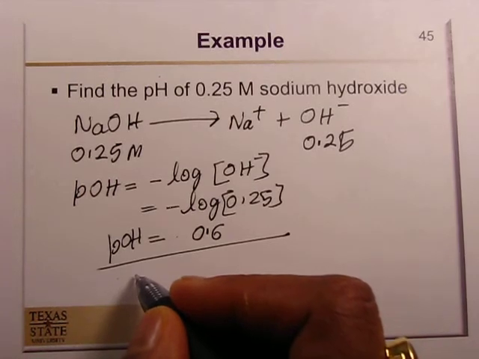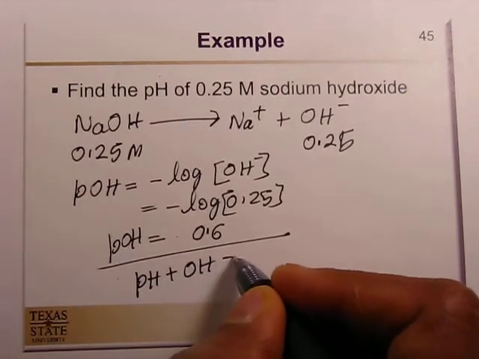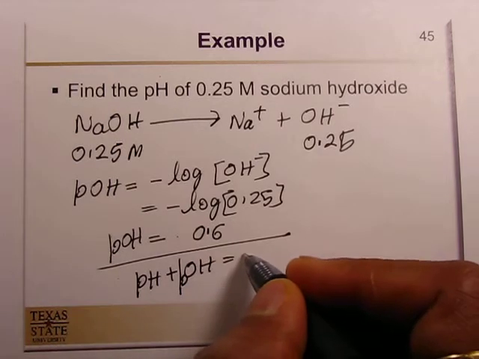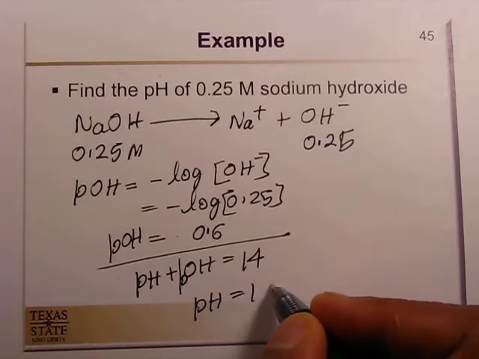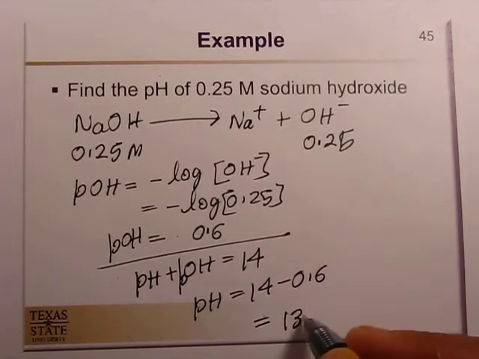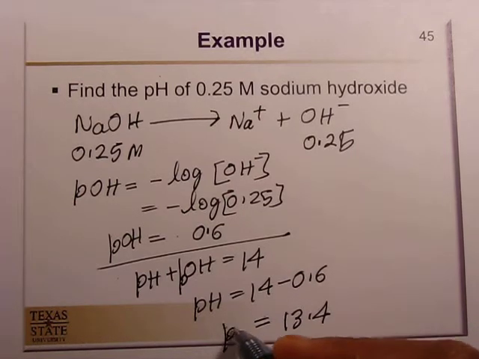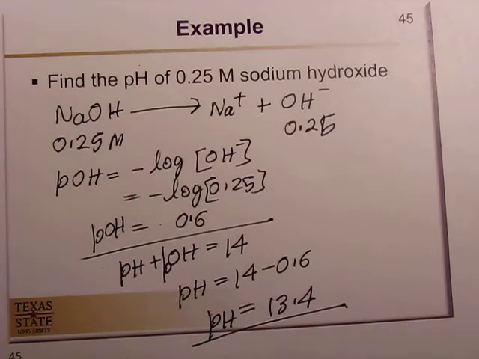And then if we have to find the pH, pH plus pOH is equal to 14, so pH will be equal to 14 minus 0.6, which is 13.4. So this is the way we can calculate the pH for a basic compound.